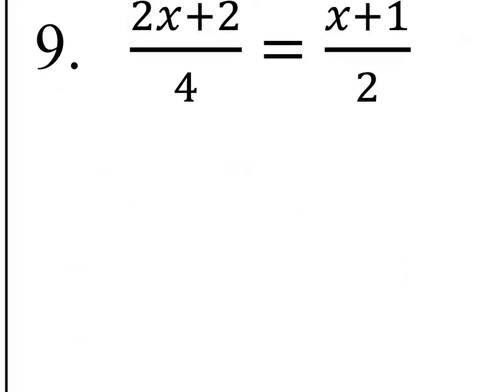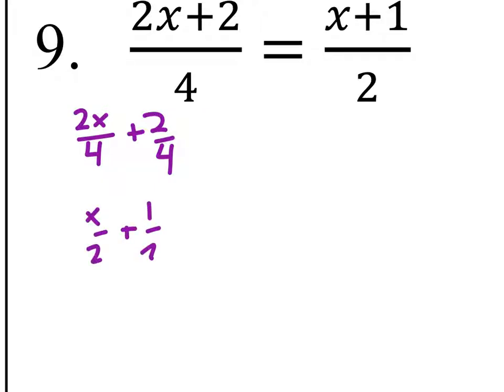So again, I would split this up. I got 2x over 4 plus 2 over 4, which simplifies into x over 2 plus 1 over 2. And the other side of this would be x over 2 plus 1 over 2, which, again, these are the same, so infinite solutions.